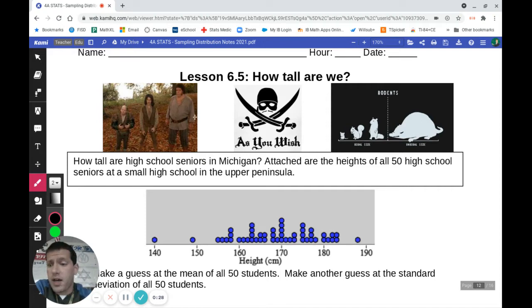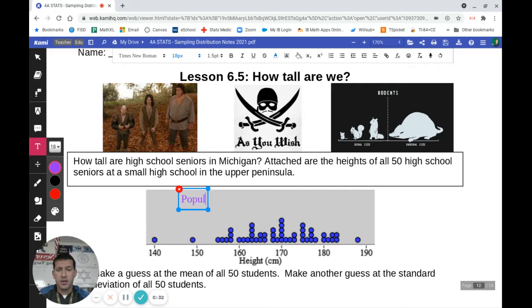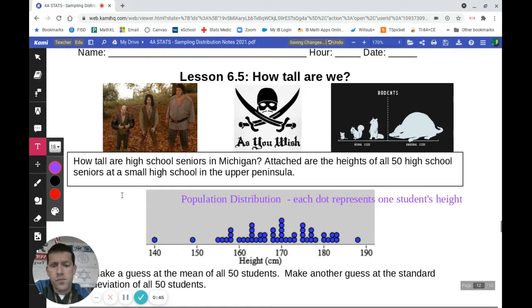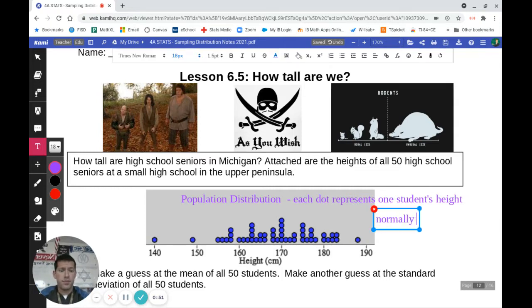So we see our dot plot here. And this is a population distribution. This is everything, everyone. So each dot here represents one student's height. So we can see it looks pretty normally distributed. And that'll come in handy later.